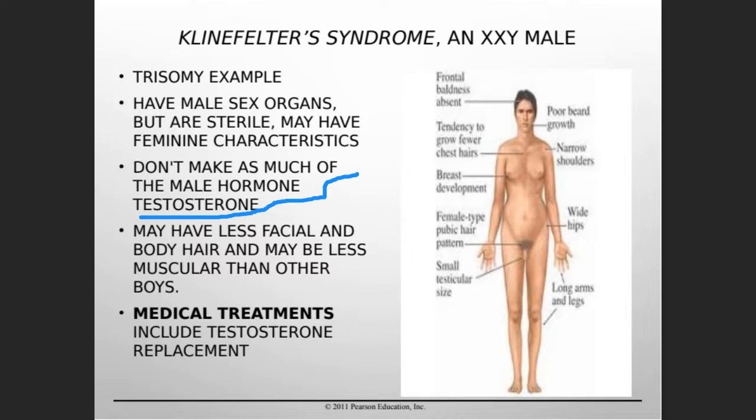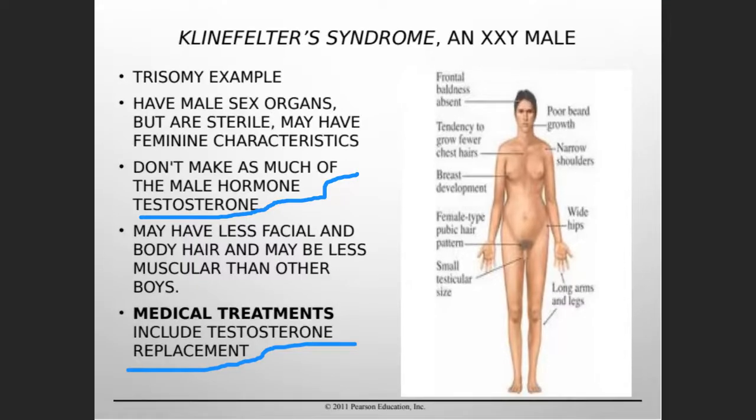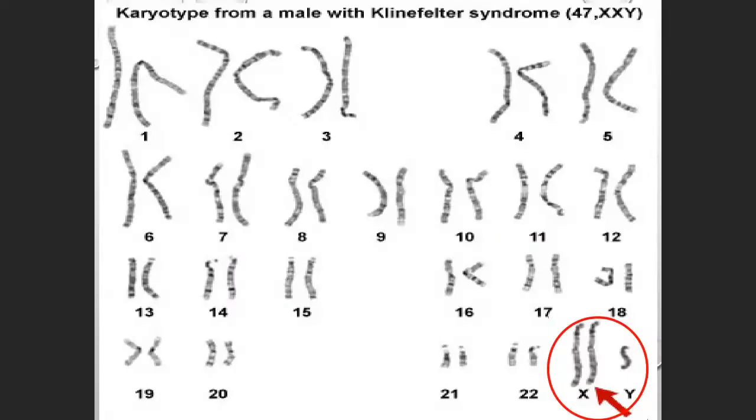Okay, this one is actually treatable if they can detect it early, especially before you go through puberty. They can start giving testosterone replacement therapy. So this one actually has a treatment, right? They may have less facial hair, body hair, maybe less muscular than other boys. They don't have as much testosterone. But again, there are varying degrees of this, and this one is actually treatable. Again, down here, here's the karyotype of Klinefelter syndrome. You look at it and you see these 2 X chromosomes.